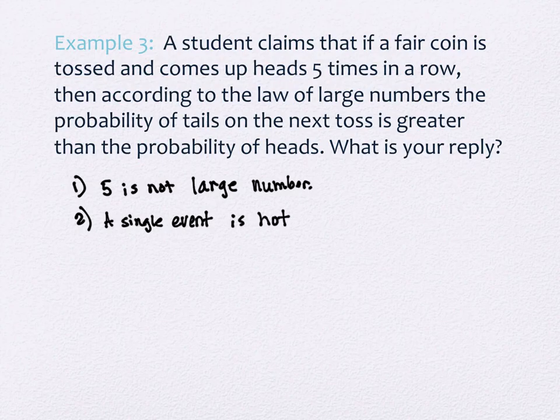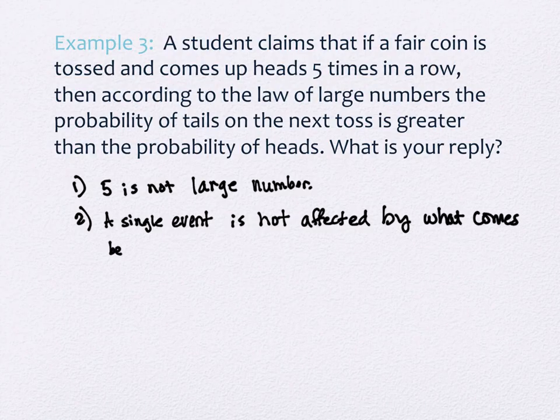So a single event is not affected, at least not in terms of coins. There are some cases where it is affected. We'll get to those. But in terms of coins, a single event is not affected by what came before or what's after. So in particular, you're talking about before, so we'll write it that way. What comes before it? It stands alone in terms of its likelihood.